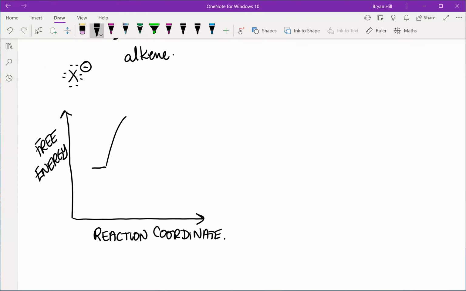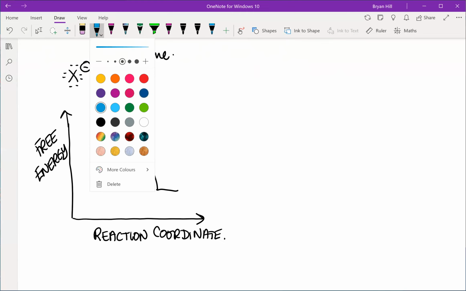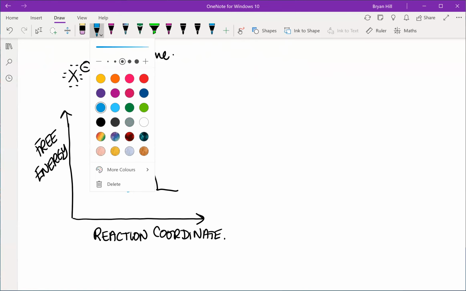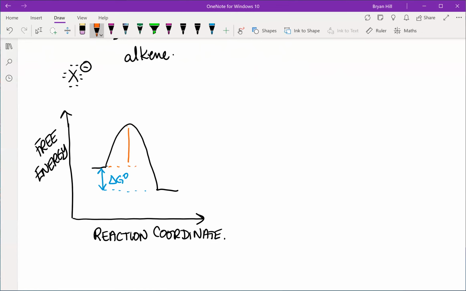The E2 would look, that line isn't particularly smooth. Let's make it a bit smoother. It would look something like this. Delta G naught. Let's have delta G dagger, or the activation energy. And this would be very similar to an SN2, right? So the E2 energy diagram, this is E2, looks almost exactly the same as an SN2.